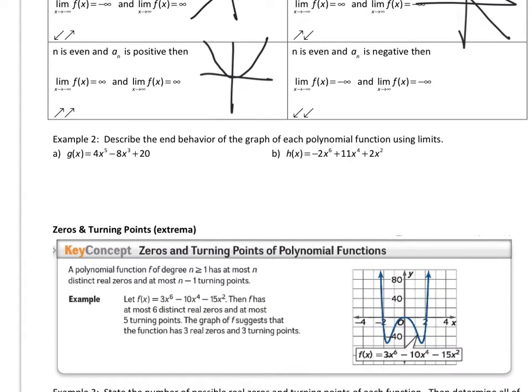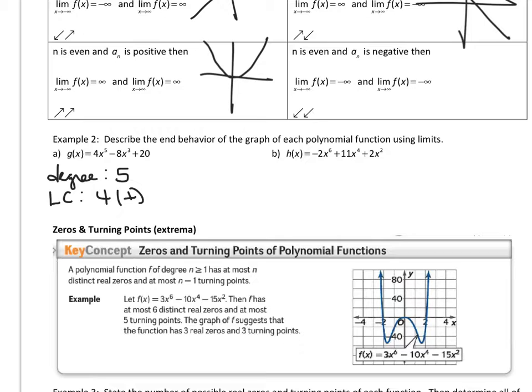For example, number 2, describe the end behavior of the graph of each of these polynomial functions using your limits. So first thing that you need to address is you need to figure out what the degree is. Once you figure out the degree, you're kind of halfway there. The leading degree, or the highest degree, is 5. So this is degree 5. Its leading coefficient is 4, and that is positive.